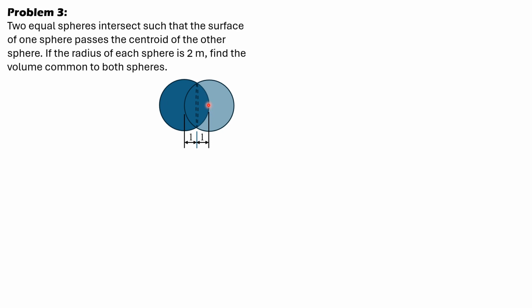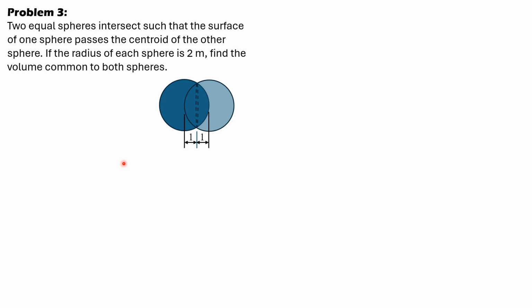Since the radius of the sphere is 2 meters and each surface passes through the centroid of the other, 2 meters is divided into 2, so 1 meter, 1 meter. And the volume of a spherical segment is pi h squared over 3 times (3r minus h). And r is 2 meters, h is 1 meter. And since there are two identical spherical segments, the volume is doubled.